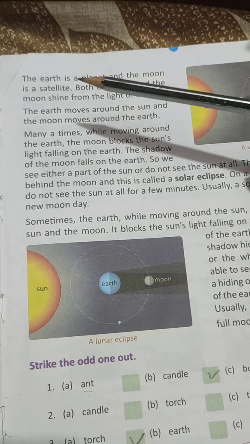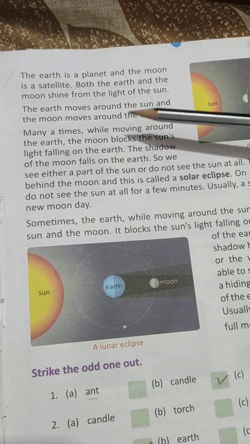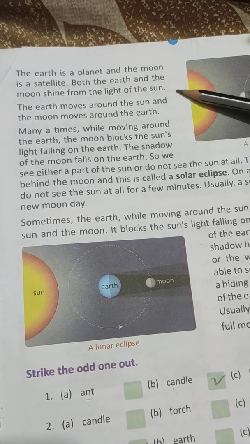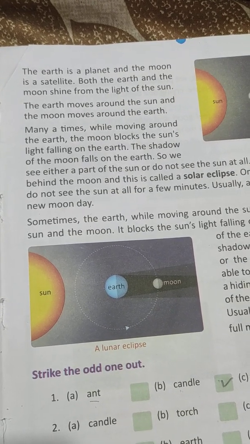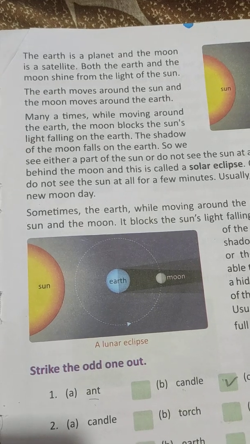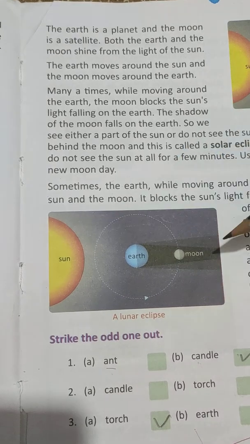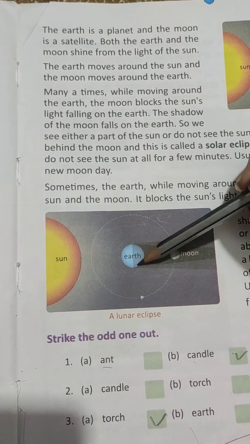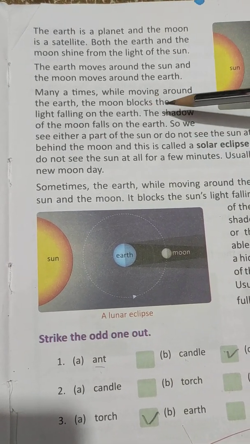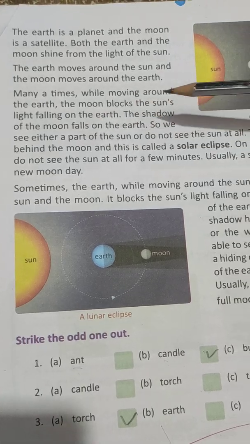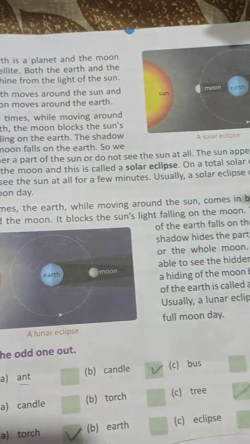Now see, the earth is a planet and moon is a satellite, as you all know. Both the earth and the moon shine from the light of the sun. Bache, moon and the earth take light from the sun. They don't have their own heat and light. The earth moves around the sun and the moon moves around the earth. Many a times while moving around the earth, the moon blocks the sunlight falling on the earth. See here, beta, now I am explaining you the solar eclipse and the lunar eclipse.